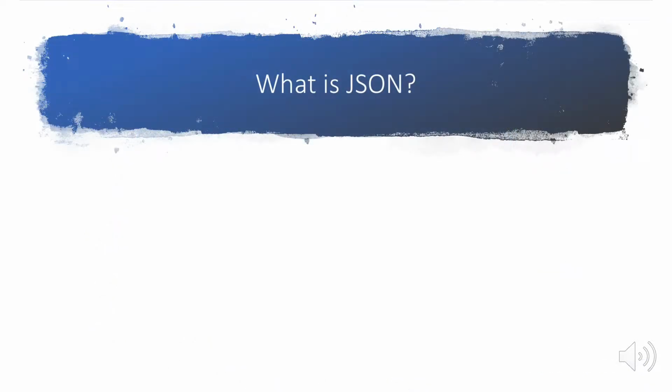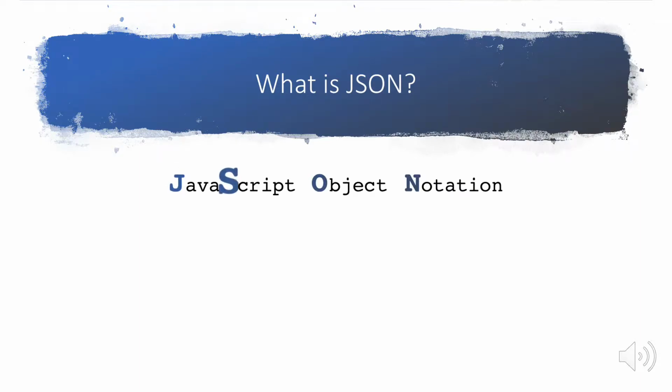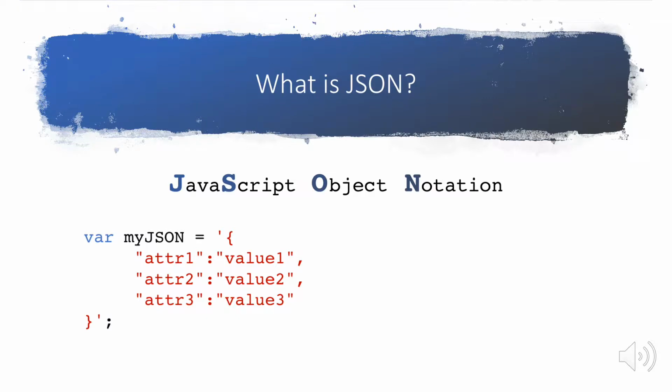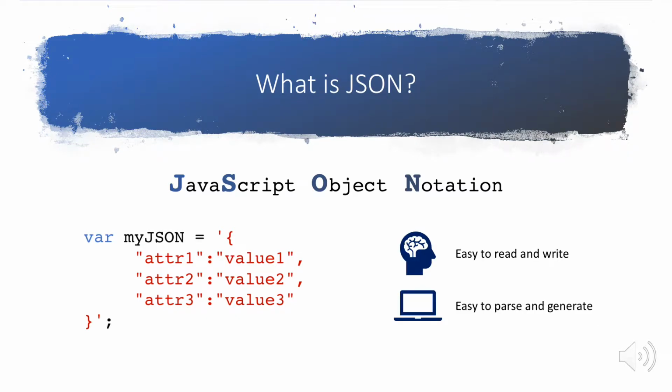So what is JSON? JSON stands for JavaScript Object Notation. This lightweight format is easy for humans to read and write, and easy for machines to parse and generate.